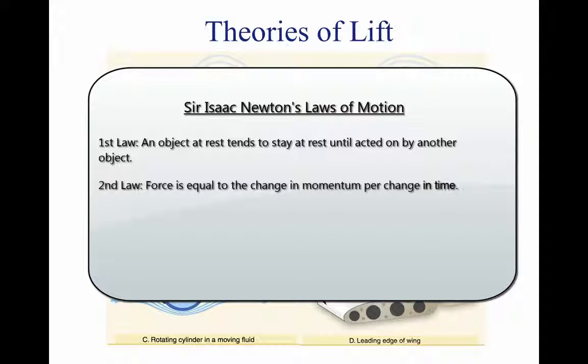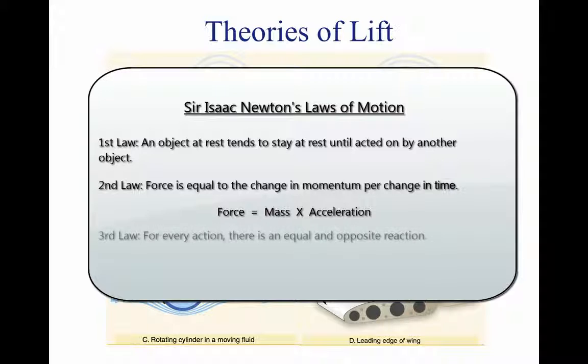The second law states that force is equal to the change in momentum per change in time. For a constant mass, force equals mass times acceleration. This allows us to see how much airplanes accelerate from the force of an engine, or how fast they can stop. And the last law of motion states that for every action, there is an equal and opposite reaction. On an airplane, if the propeller is pushing air back, the air is acting opposite and pushing the plane forward. Also, the wing pushes air down, which causes the air to push the wing up.